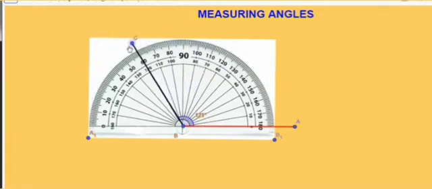Next, I am making another angle. Look at here. What is the angle measurement here? 0, 10, 20, 30, 40, 50, 60, 70, 80. That is 130 degree. It is not 50 degree because we are always taking the degree along with the line segment. Always remember that one. That is very important. Okay, clear?